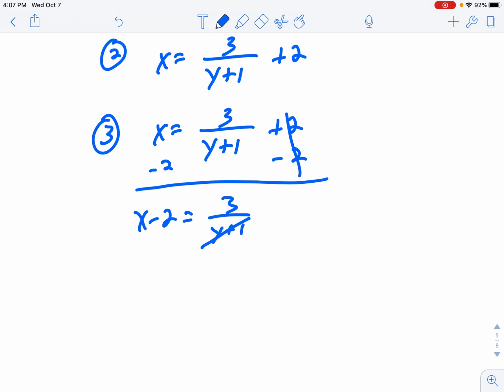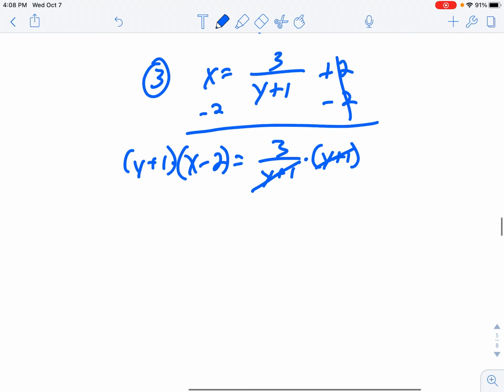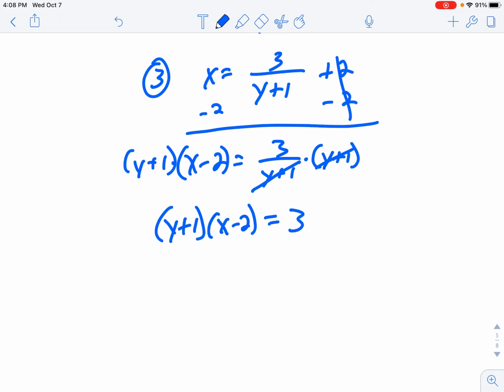So to get it gone, to cancel that out, I would have to multiply by the whole quantity y plus 1. To cancel out y plus 1, you have to multiply by y plus 1. But, of course, what you do on one side, you have to do on the other side. So you put this in parentheses and do times y plus 1. So what does that give me? It gives me y plus 1 times x minus 2 equals 3.